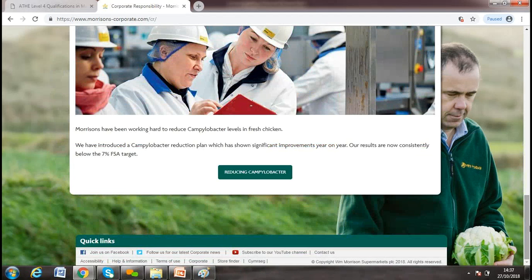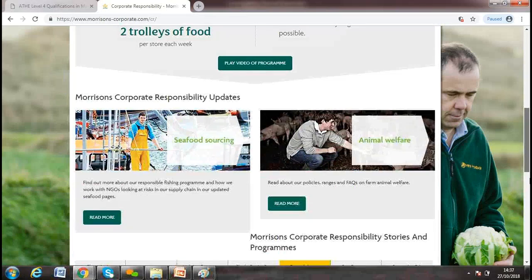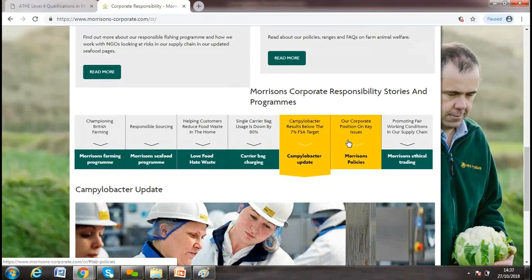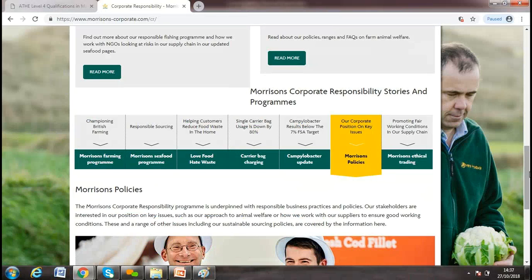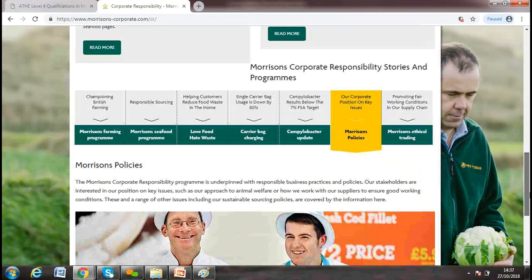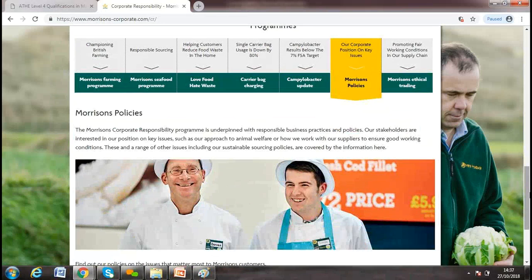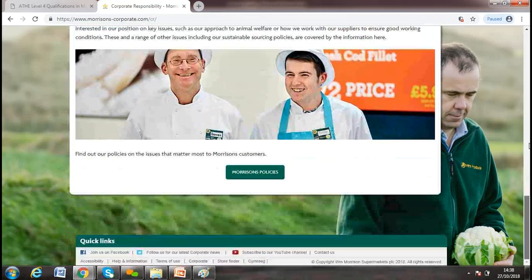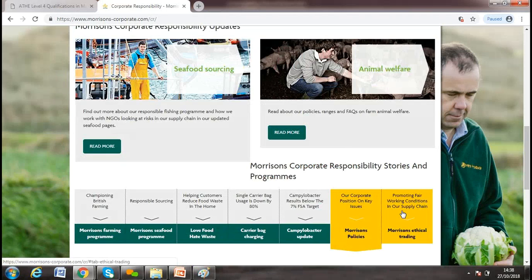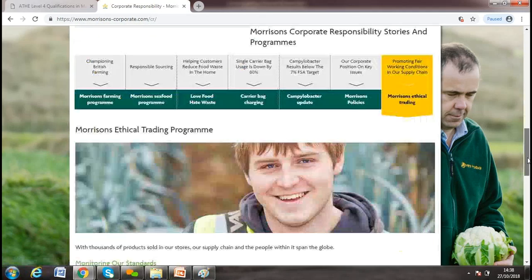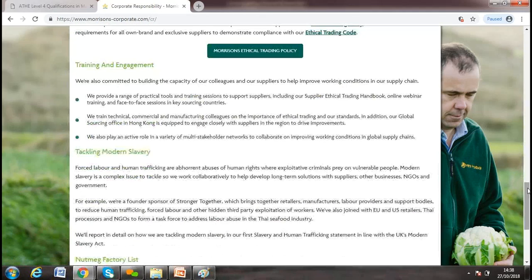So we need to look at how Morrison has worked hard to reduce waste on the purchase of fresh chicken. We always need to look at their corporate position and key issues. Morrison's responsibility program underpins responsible business practices and their stakeholders' interests, and this is what they are claiming. Maybe we can look at different independent analysts to see what they are saying about them.